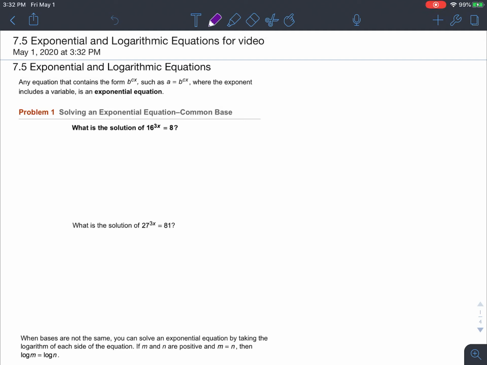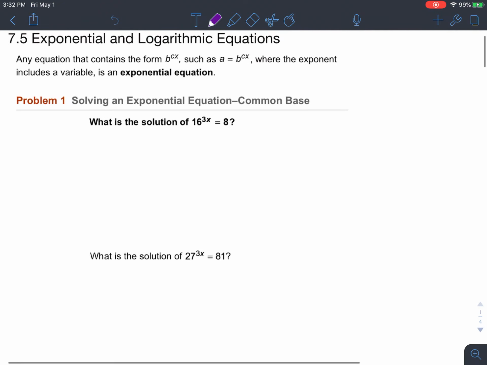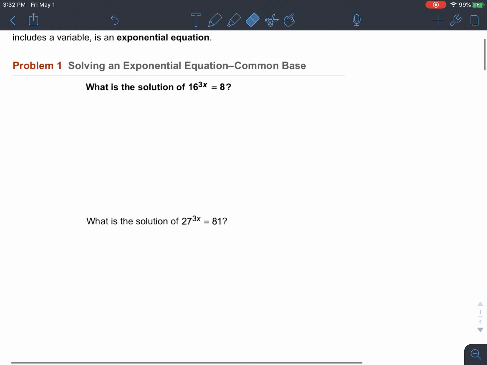Today we're going to talk about exponential and logarithmic equations. So as you can see here, any equation that contains the form b to the cx, like this one, where the exponent includes a variable, is an exponential equation. So it's about the variable being in the exponent. That's what makes it an exponential equation.